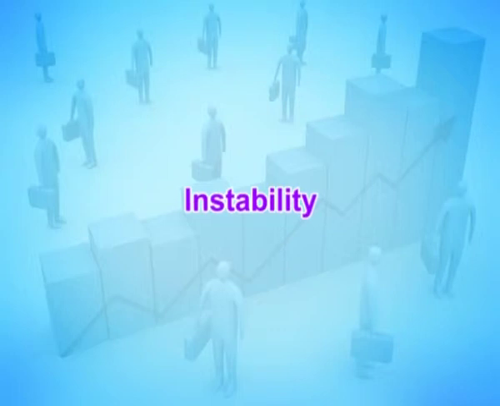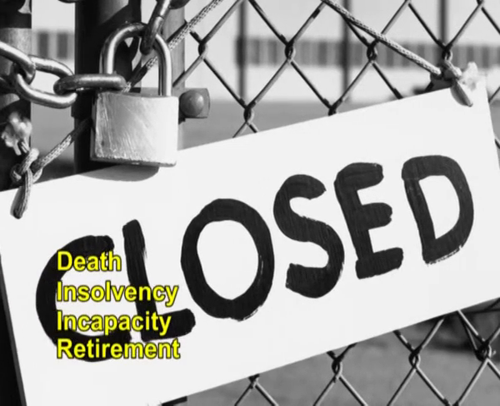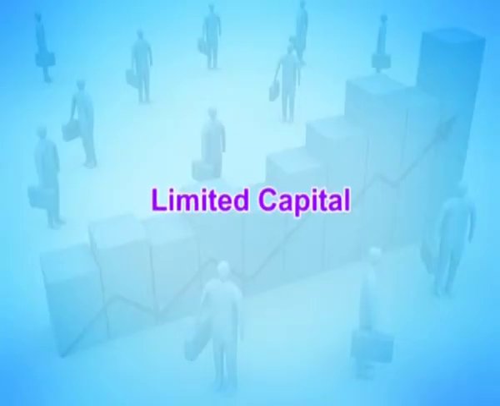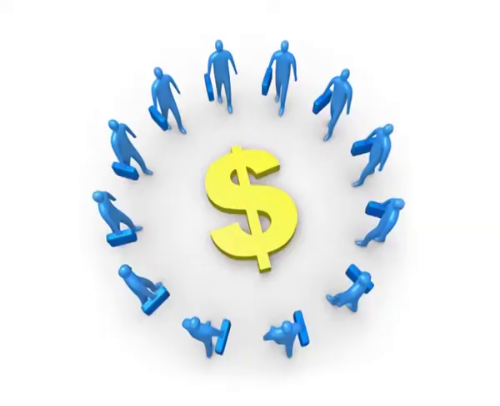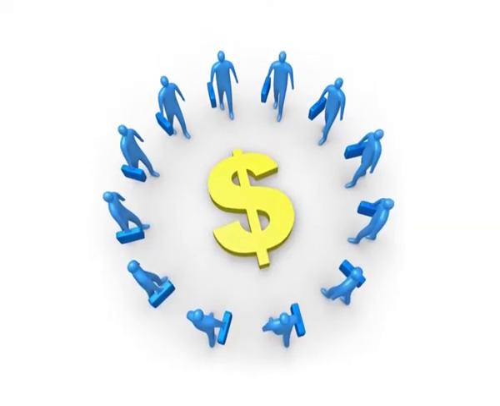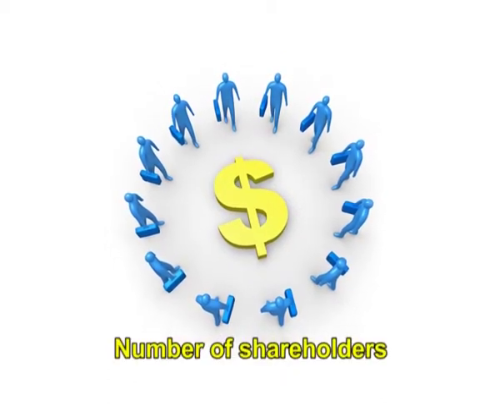Next is the instability. Every partnership firm has uncertain life. The death, insolvency, incapacity, or the retirement of any partner brings the firm to an end. Not only that, any dissenting partner can give notice at any time for dissolution of partnership firm. Next is the question of limited capital. Since the total number of partners cannot exceed 20, the capacity to raise funds remains limited as compared to a joint stock company where there is no limit on the number of shareholders.